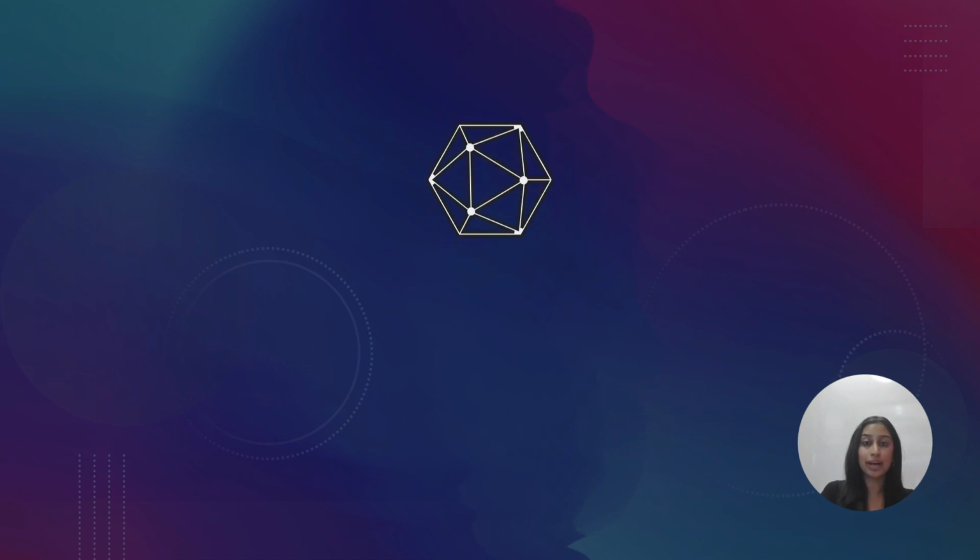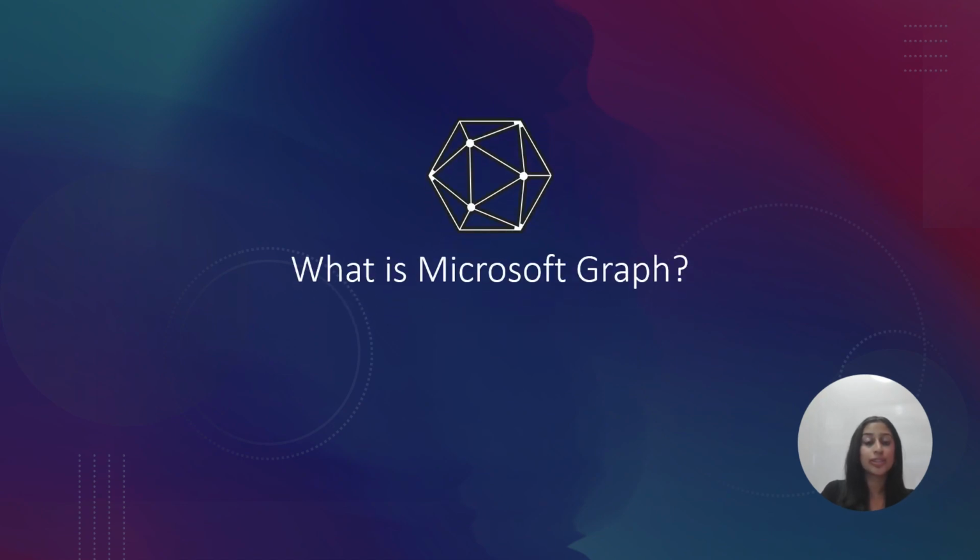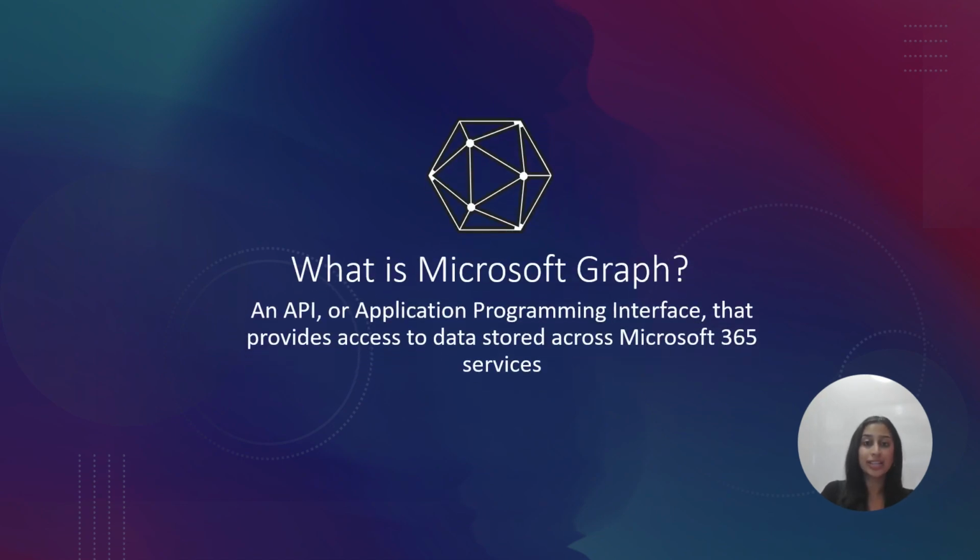Let's start by breaking down Microsoft Graph. So in simple terms, it provides the access to the data stored in Microsoft 365 services. So Copilot calls the Microsoft Graph API, or the Application Programming Interface, to connect to the data in Microsoft Graph and to gain more context from things such as your emails, files, meetings, chats, and calendar events.